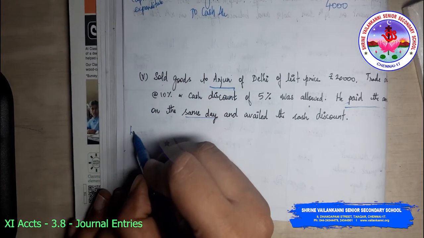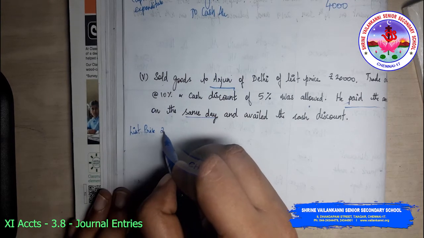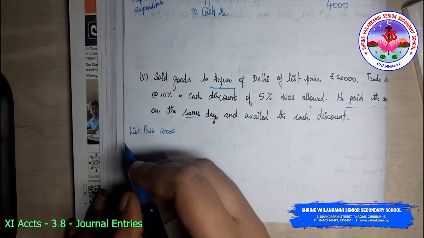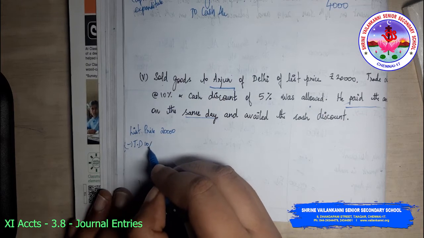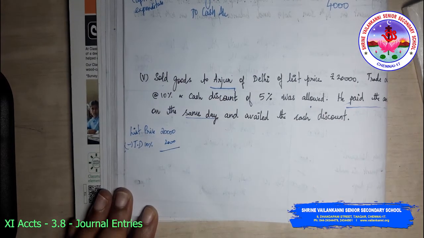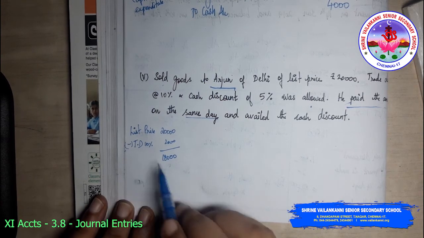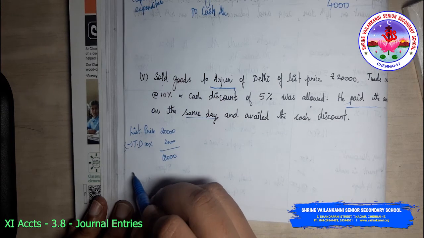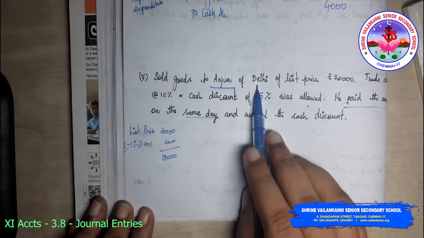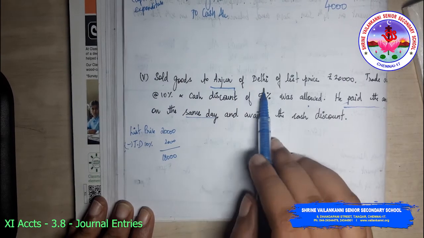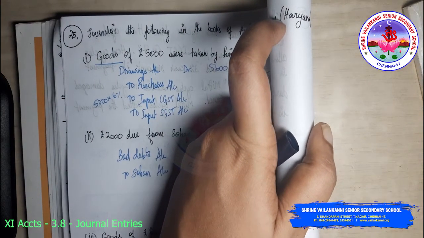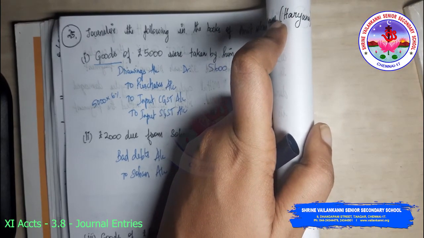So, how much is the list price? List price is 20,000. Out of this 20,000, how much is trade discount? Trade discount is 10%. So, 2,000. So, after the trade discount, you have the actual cost to be 18,000. You have the GST component. See, Delhi sold goods to Arjun of Delhi. Now, we are in Haryana. Am I right? So, it is a Haryana and Delhi transaction.